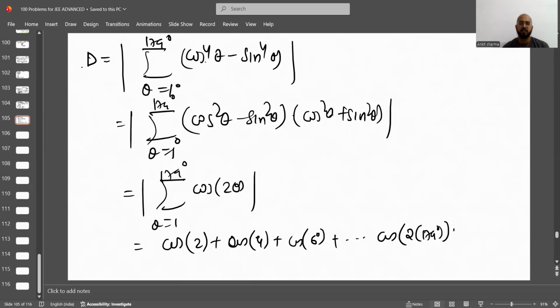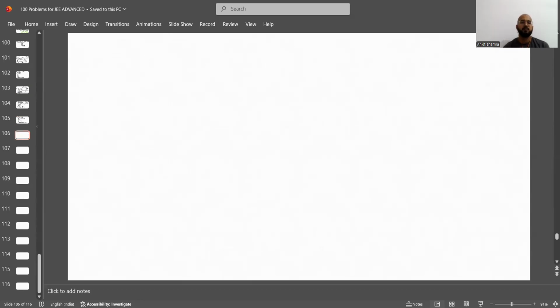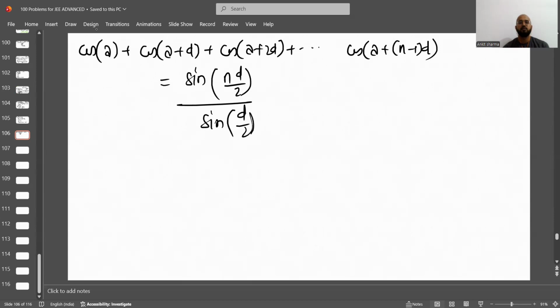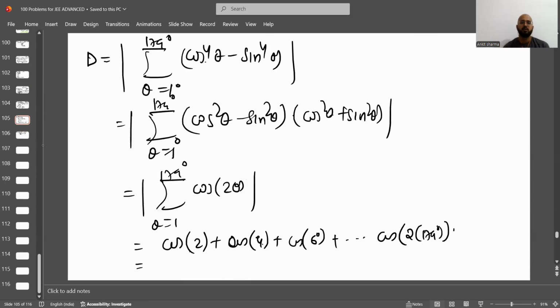Now these are in AP: cos 2 plus cos 4 plus cos 6 and so on. So we can apply the formula for the AP here. That is cos of A plus cos of A plus D plus cos of A plus 2D and so on up to cos of A plus n minus 1 D is equal to sine of n d over 2 over sine of d over 2 into cosine of 2a plus n minus 1 into d over 2. So that means this is going to be total up to 179.